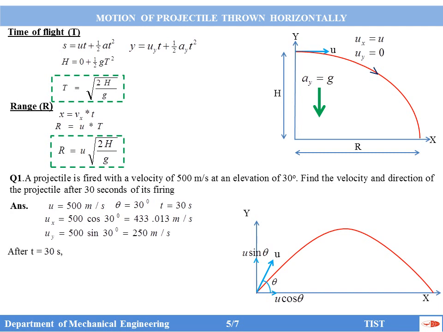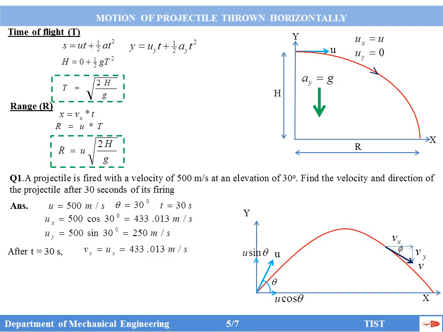Now let's say after 30 seconds, the projectile is at that point, and the velocity at that point is v. So it is making an angle phi. So you had vx and vy, right? Now what is vx? If you remember, vx is actually ux, it is not changing. So vx is equal to ux is equal to 433.013.